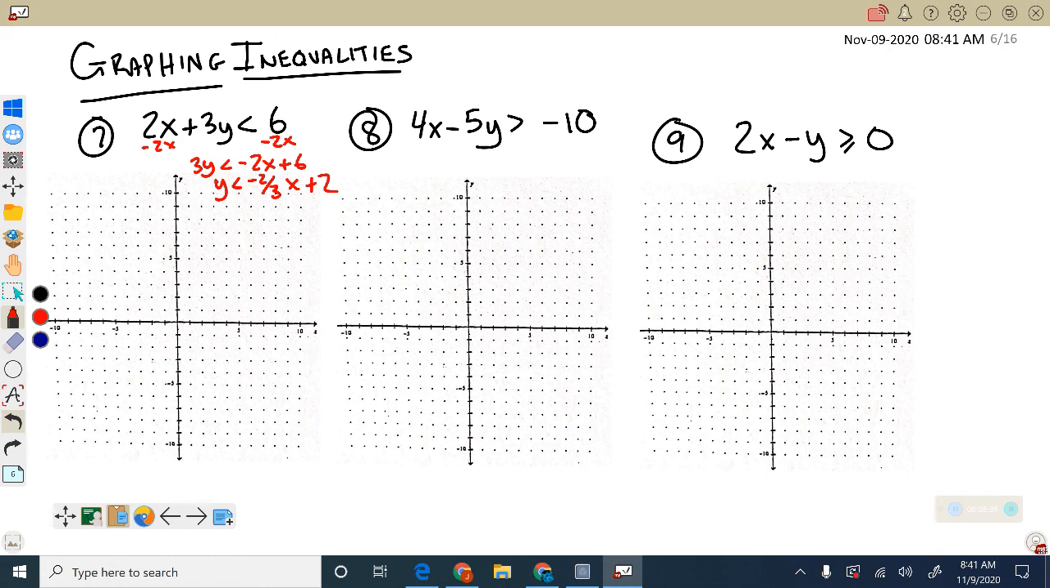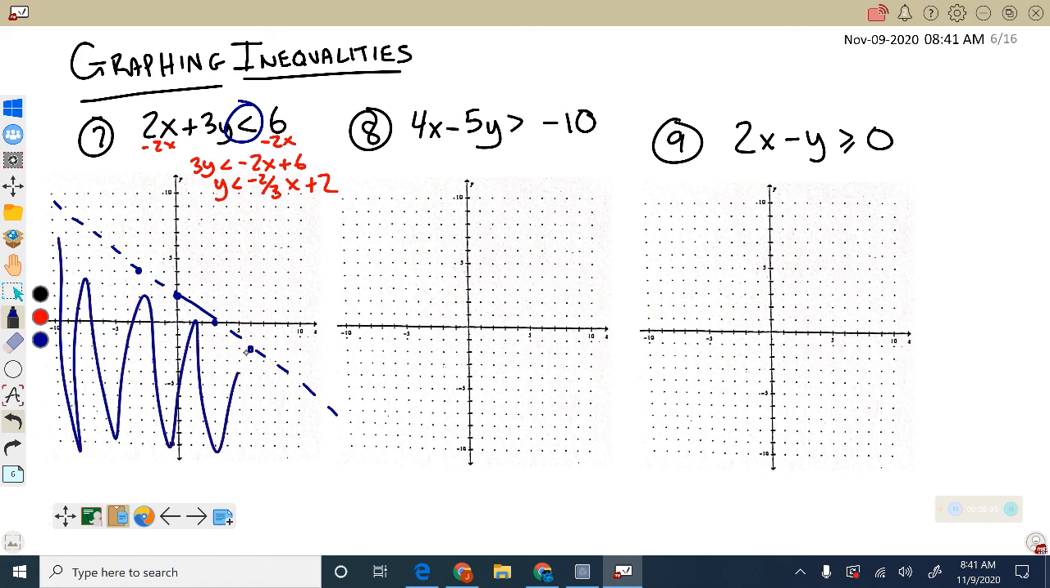So with that, before I shade I should say, I graph starting at 2. My slope is negative 2 over 3, so down 2 to the right 3. Down 2 to the right 3, and I'll do one going the other direction. There's my points. Notice my sign, no equal to sign, so I need to go dashed. And I'm shading less than, so I'm shading beneath. So there's my shading.